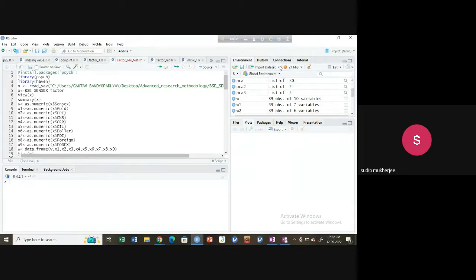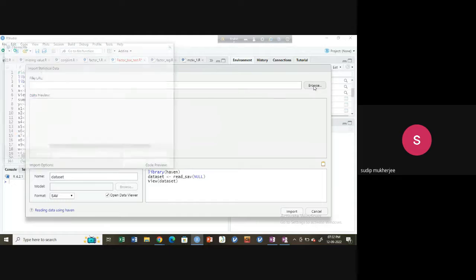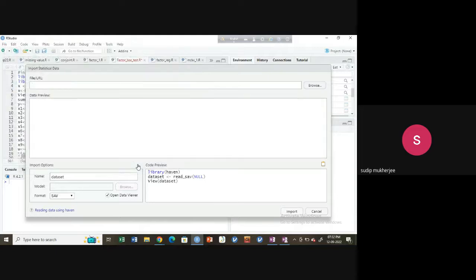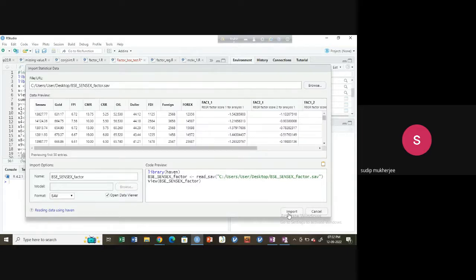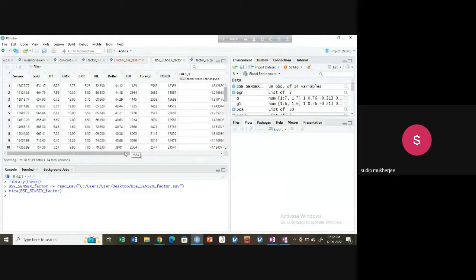Suppose first we import data. This data file was already mailed to you. The name of the data file is Sensex, BST Sensex data. You just see the data first. This is the data: Sensex, gold, FPI, CMR, CRR, oil, dollar, FDI, foreign, and forex. These are the variables we consider for this particular case.